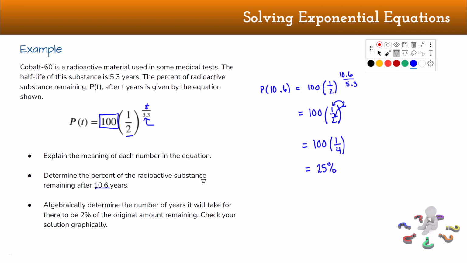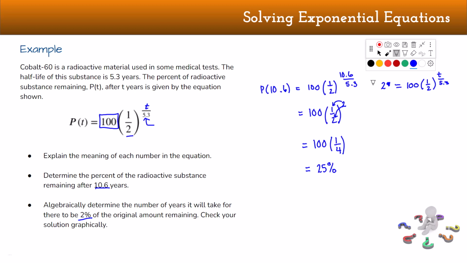The next part of this equation is asking us to algebraically determine the number of years it will take for there to be 2% of the original amount remaining. So in this case, we're going to put 2% on this side, and we won't write in the percent actually, we'll leave it as 2. Here we'll write 100 to the 1/2, and here we're going to say t over that 5.3. We're going to leave that there.